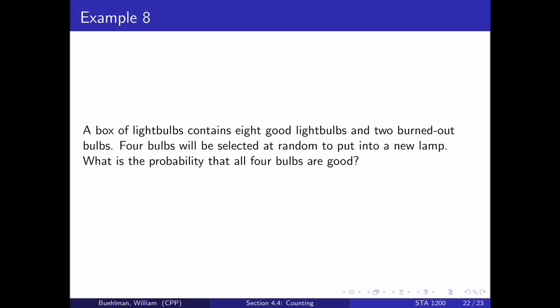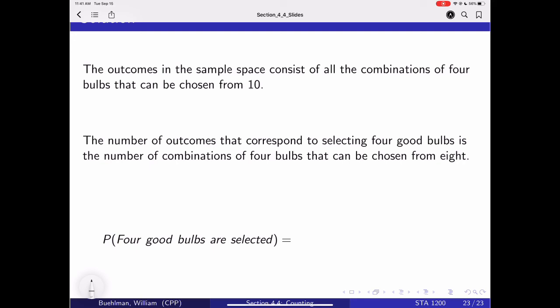Example 8. A box of light bulbs contains 8 good light bulbs and 2 burnt out light bulbs. 4 bulbs will be selected at random to put into a new lamp. What is the probability that all 4 bulbs are good? The outcomes in the sample space consist of all the combinations 4 bulbs can be chosen from 10.